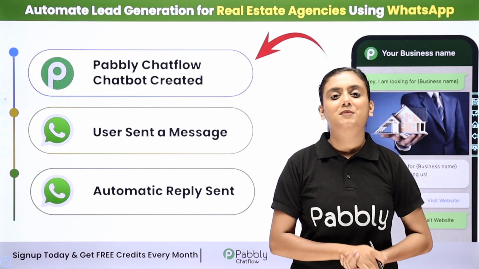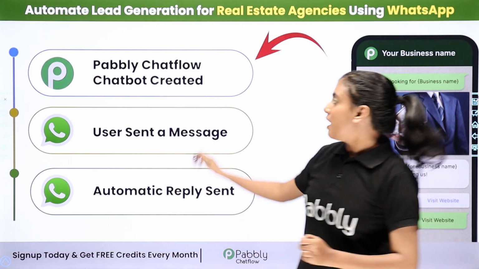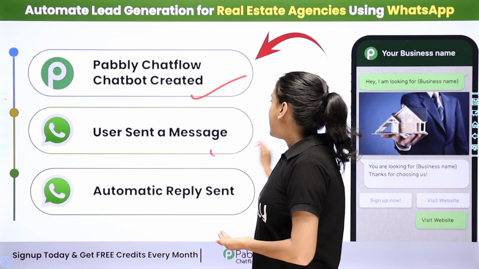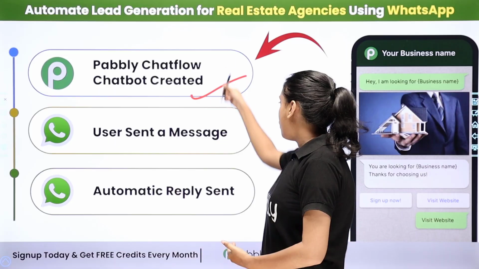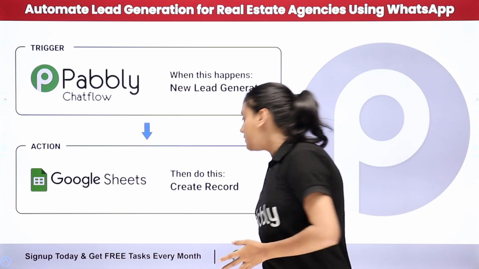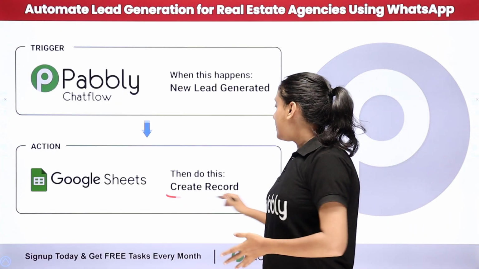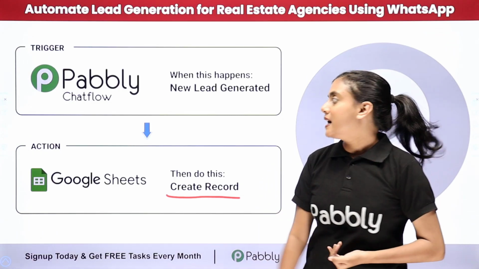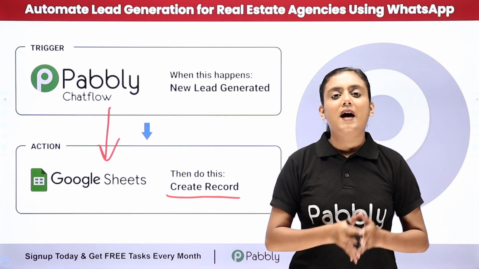To solve this problem, I have created a WhatsApp chatbot using Pabbly Chatflow. Now that I've created this bot, whenever I receive any inquiries from leads on WhatsApp, this bot is going to automatically reply to all of them. Not only that, this bot is going to collect the lead's data automatically in my Google Sheets and create a systematic record as well. For that, I'm going to build a connection between Pabbly Chatflow and Google Sheets using Pabbly Connect.